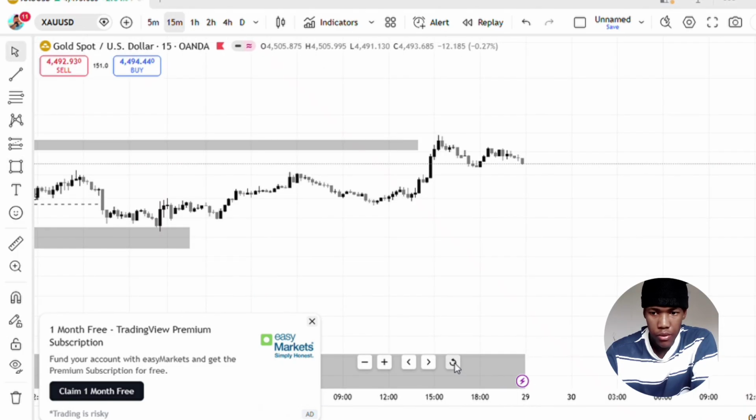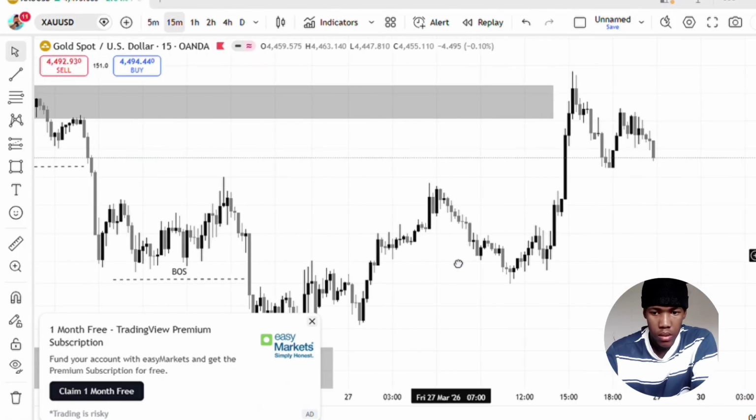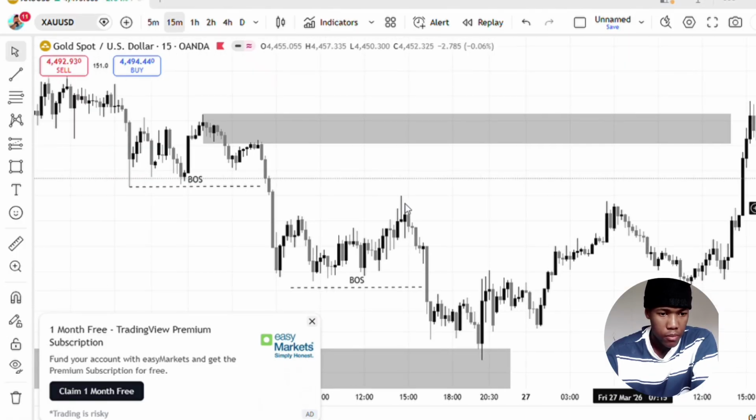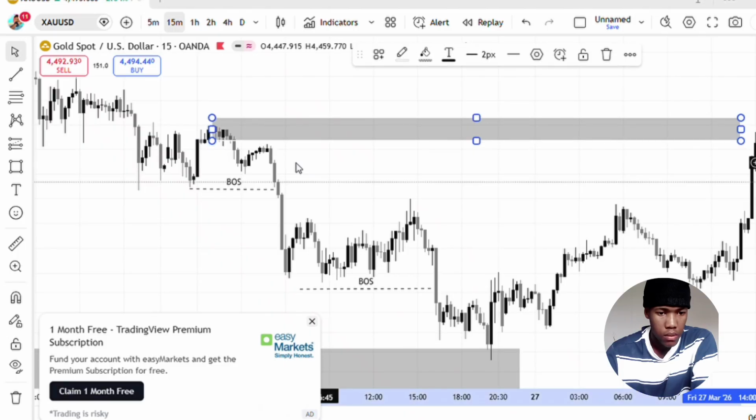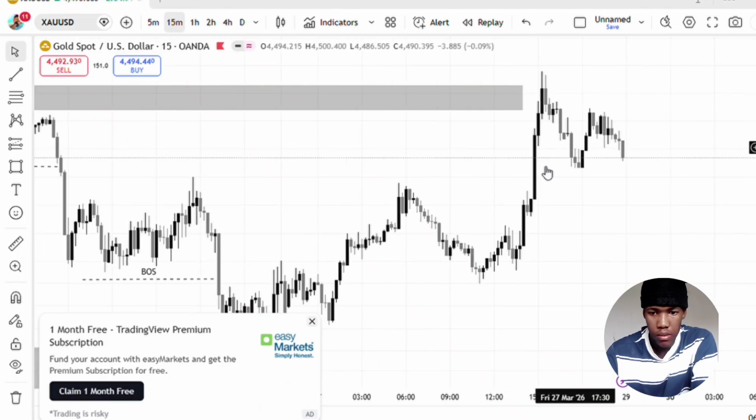Just want to show you guys the trade that I took. It was somewhere around there, but before that, let me just keep on refining this so that you guys can see clearly where I actually took the trade. So yeah, it's good there. Okay, now let's pay attention to this.